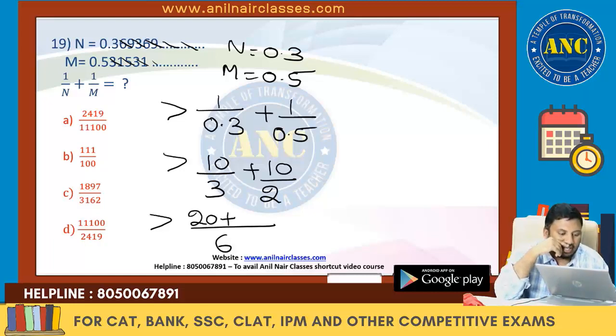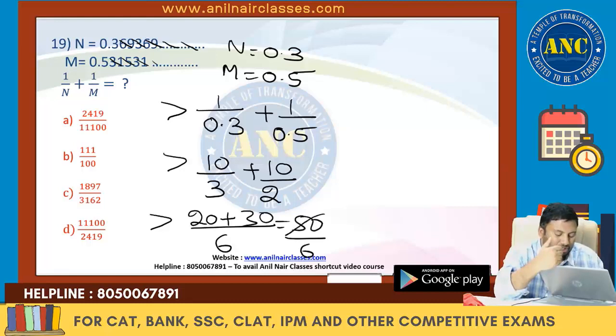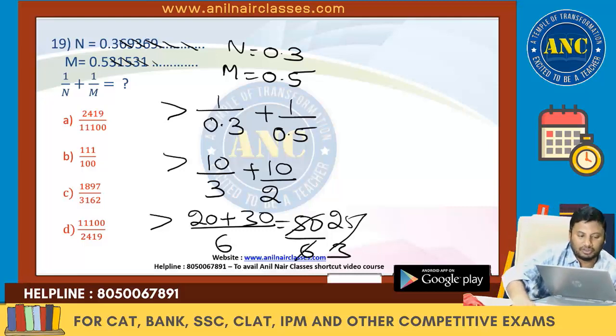I hope it is clear, right? 1 by 0.3 plus 1 by 0.5 is 10 by 3 plus 10 by 2, which is 20 plus 30 over 6, which is 50 by 6, which is 25 by 3. Are you all with me?